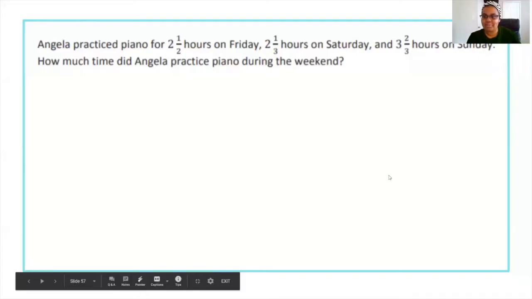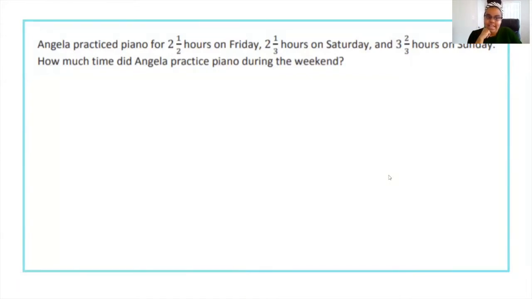Okay, jumping into problem 3 now. It reads, Angela practiced piano for 2.5 hours on Friday, 2 1/3 hours on Saturday, and 3 2/3 hours on Sunday. How much time did Angela practice piano during the weekend?